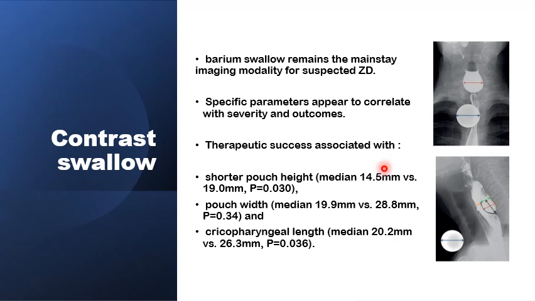It is known that a shorter pouch height, if it is less than 15 millimeters or so, is associated with a better outcome. The same applies for the pouch width, which should be less than 2 centimeters, and a cricopharyngeus length that should be less again than about 2 centimeters. So confirmation of the diagnosis and measurement of some prognostic factors can be achieved by a contrast swallow.